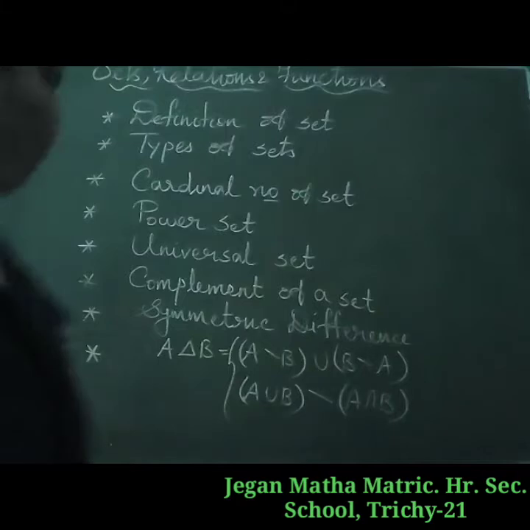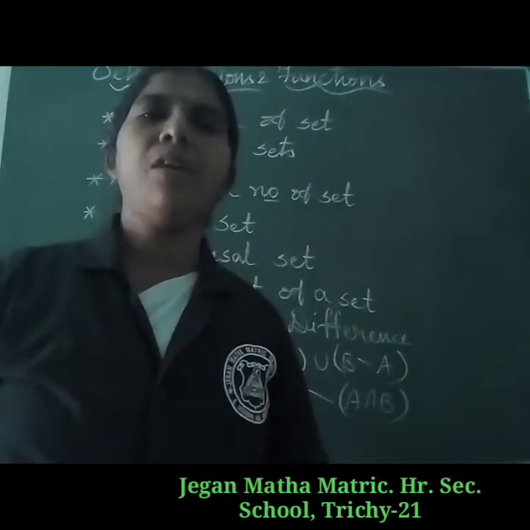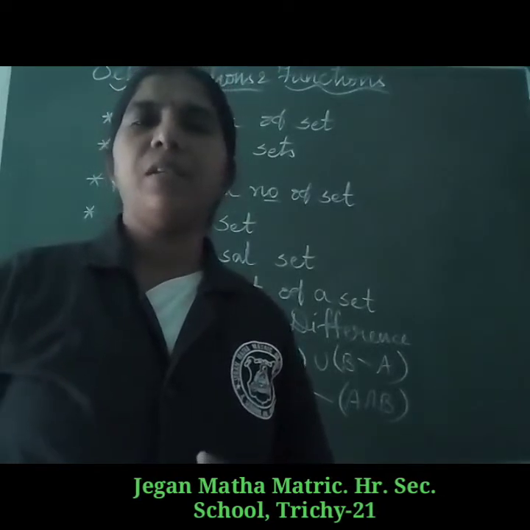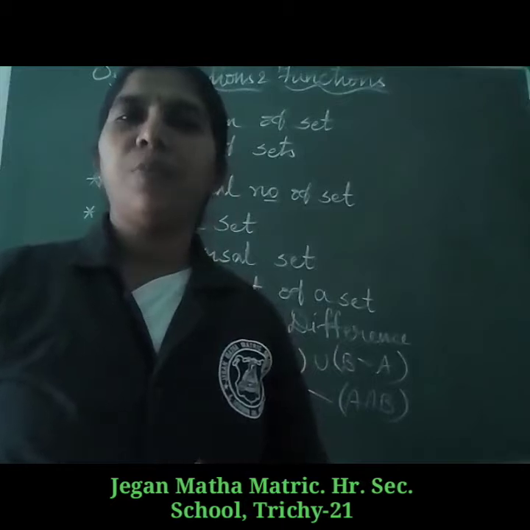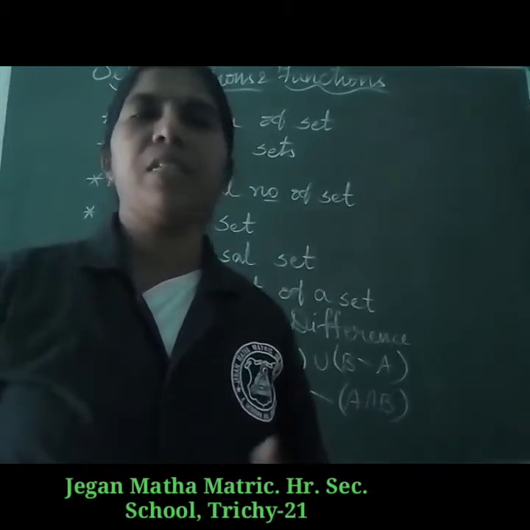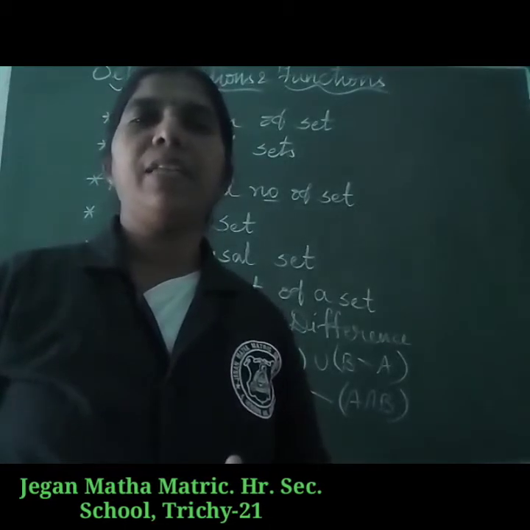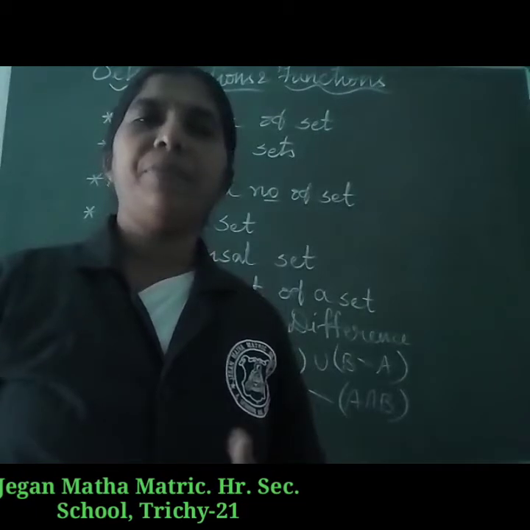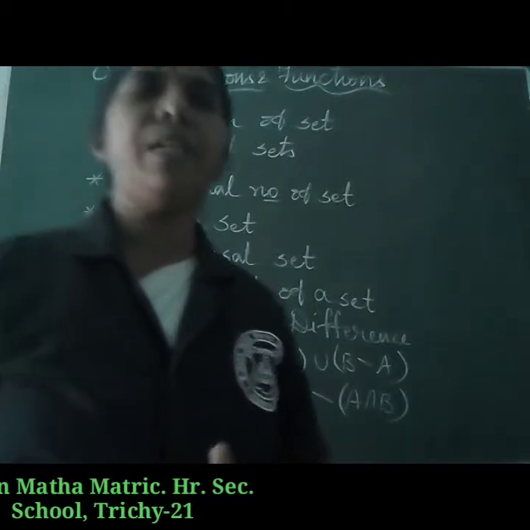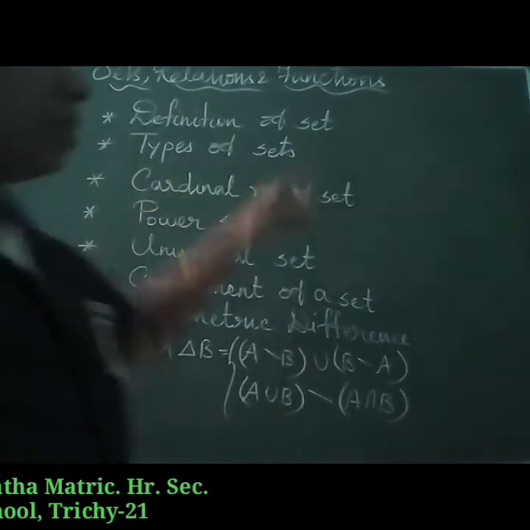So first one, what is a set? How to define a set? A set is a collection of well-defined objects. A set of students in the class, a set of flowers in the garden, a set of books in your bag, or a set of books in the library, a set of people in a particular place. Like that, whatever we can define is called a set. Then we can discuss the types of sets.